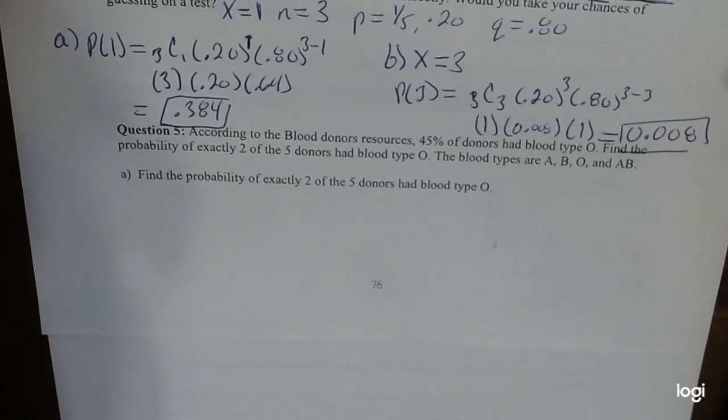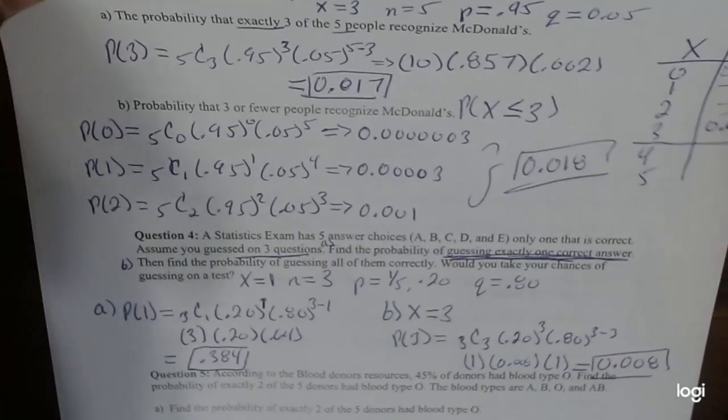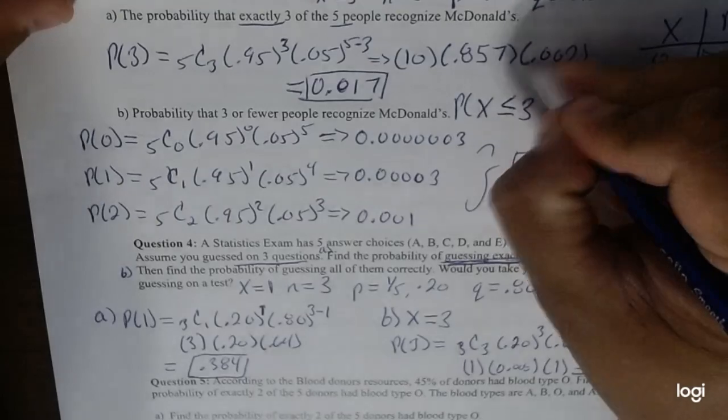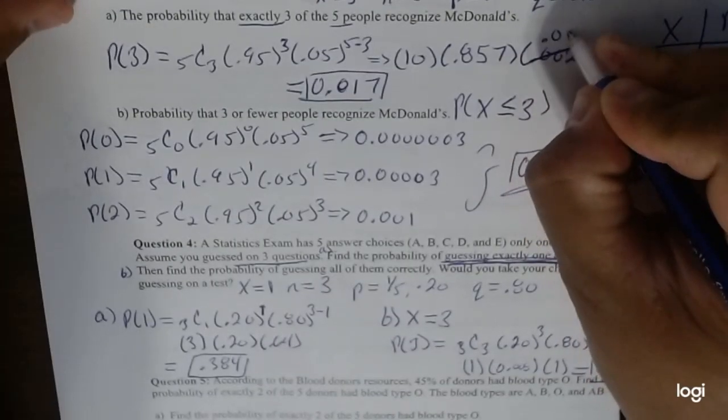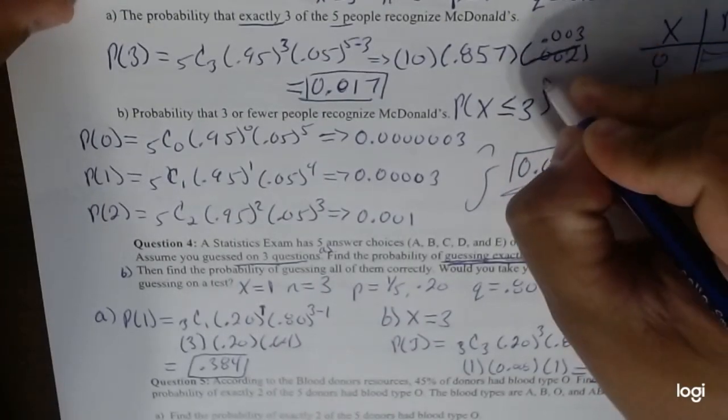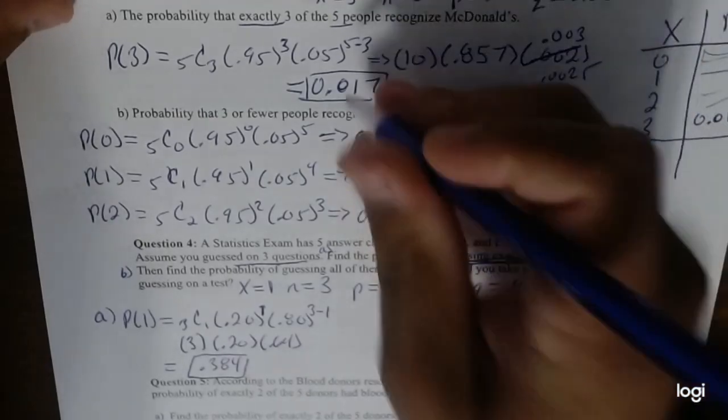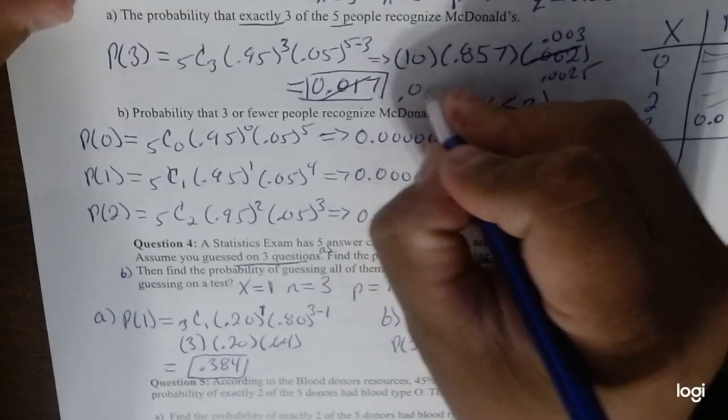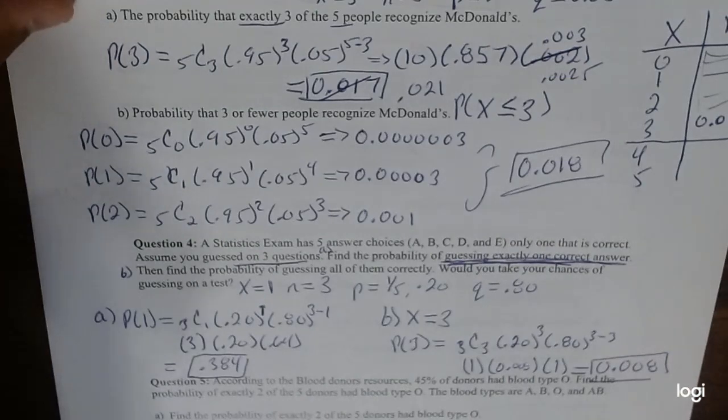This is the third part of this section. Real quick, I found out what my mistake was here. I did not round it correctly here. It's 0.003, or you can use 0.0025. That changes this to 0.021. That was my major mistake.